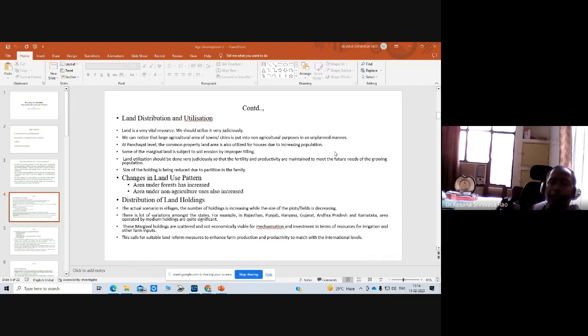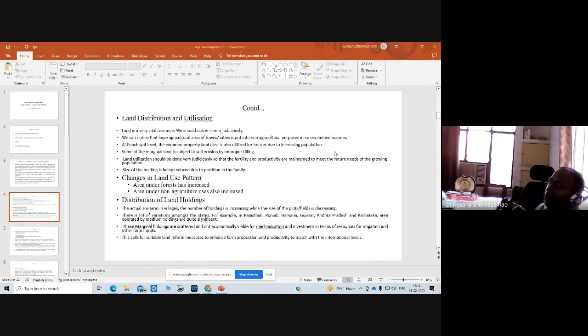There are a lot of variations among the states, because it depends on state to state. In Rajasthan, Punjab, Haryana, Gujarat, Andhra Pradesh and Karnataka, the area operated by medium holdings is quite significant. These marginal holdings are scattered and not economically viable for mechanization and investment in terms of resources for irrigation and other farm inputs. And suitable land reform measures are needed to enhance farm production and productivity to match with international levels.